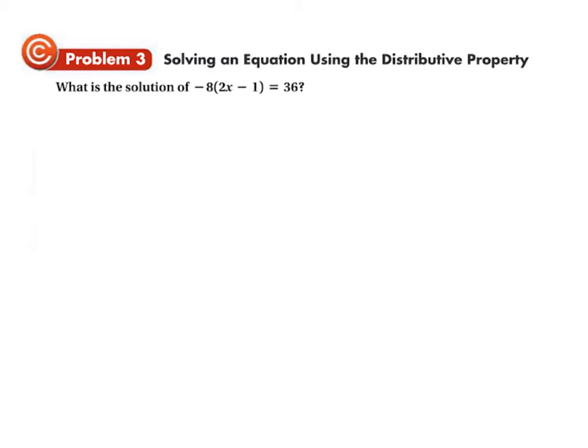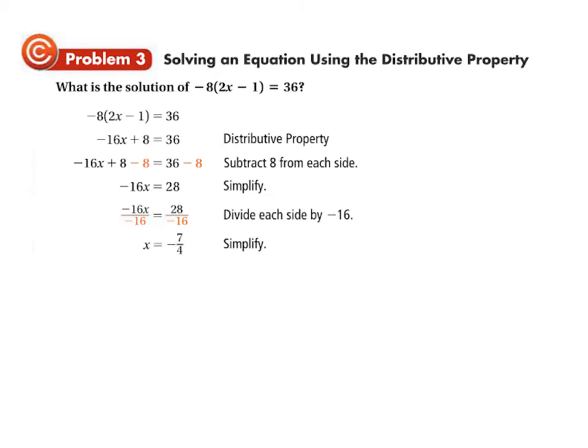So you remember the distributive property, right? We're going to use that right now. What is the solution of -8 times the difference of 2x minus 1 equals 36? How do we do it? Well, what we're going to do here is use the distributive property, so we multiply everything inside by that -8. -16x, positive 8 equals 36.